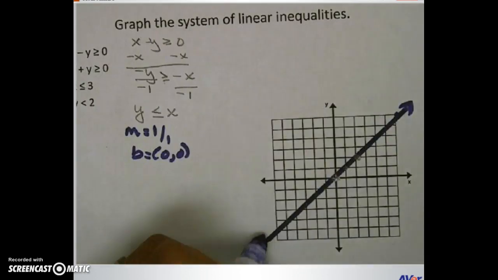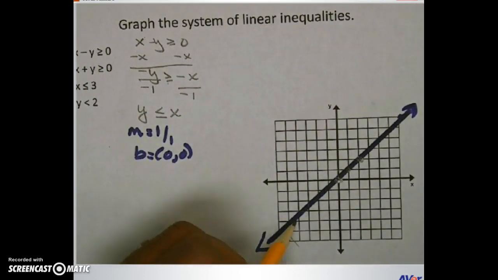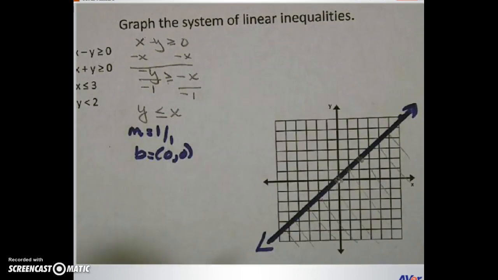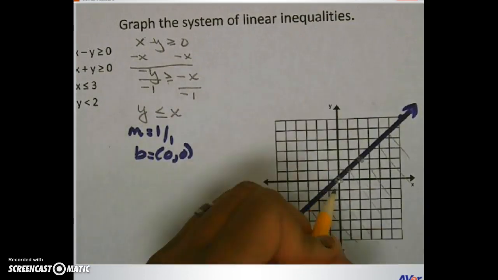So boom, boom. Now it's less than. So I'm going to go in here and I'm going to shade everything less than or below that line. Now if you're having a hard time with that, like how did you know? How come this isn't less than? Well, one, it's above the line. But two, you can pick a point.